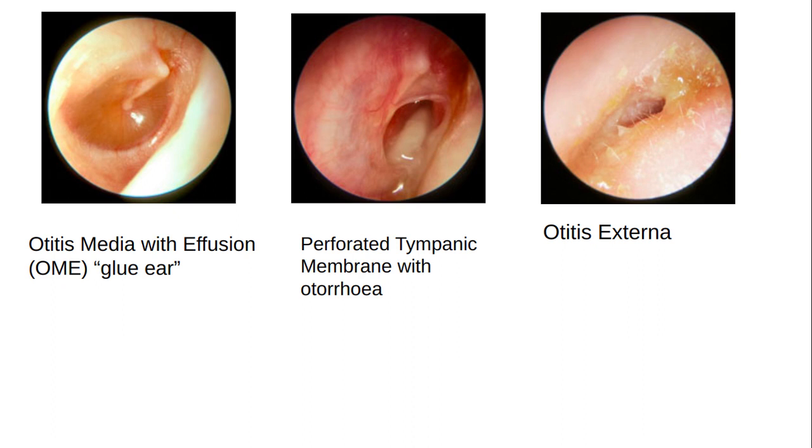The second picture shows a perforated tympanic membrane with otorrhea. The last picture shows otitis externa. The ear is tender to examine. The skin of the external ear canal is swollen and there can be thin pus. Other methods to examine the ear include tympanometry and acoustic reflectometry.